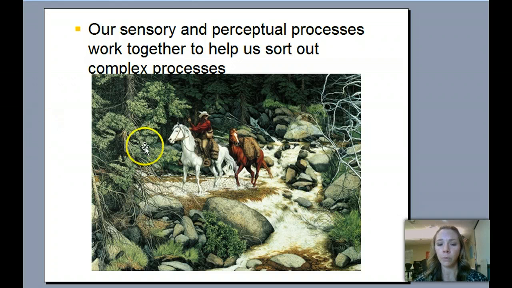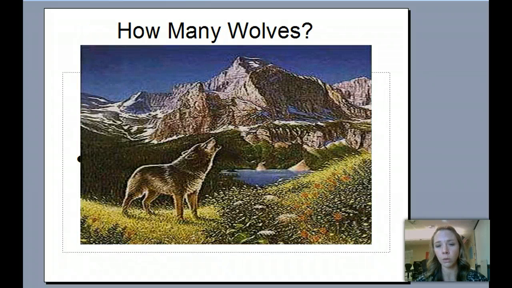So there's a face right here in the rocks. There's a face right here. There's a face right here. The face right here. This is a painting called The Forest Has Eyes. Here's another fun one. This is called How Many Wolves Can You See?